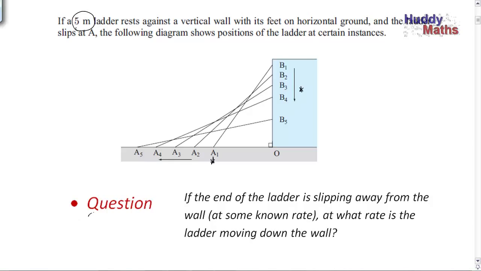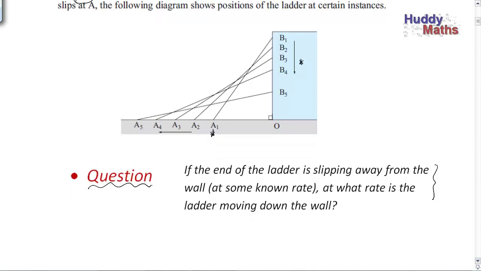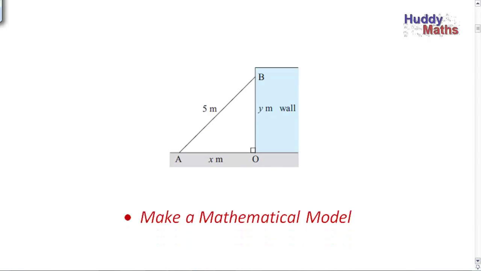So generally, we have a question. If the end of the ladder is slipping away from the wall at some known rate, at what rate is the ladder moving down the wall? That's our question. And you might see that we have to put a bit more detail in it than that in a minute. But for the moment, what sort of steps would you go? How would you go about the problem? What sort of steps would you use? So I reckon the first one is this.